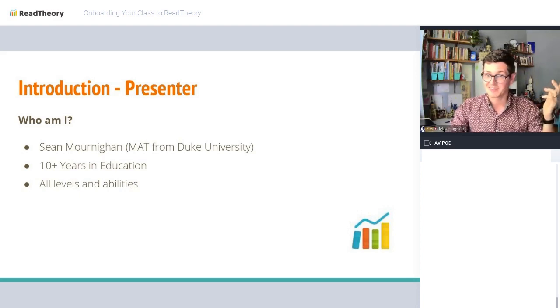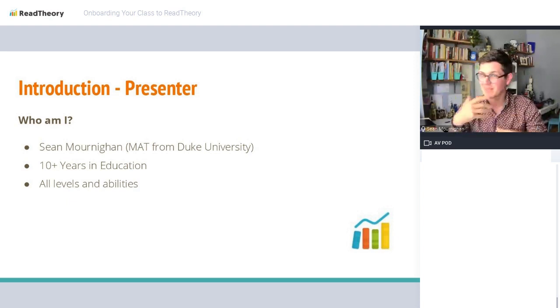Who am I, presenting today? My name is Sean Mornigan. I have been in education for a while now. I got my start working at a small school in Florida for students with special needs. I've worked as a behavioral therapist for children with autism, adults with autism. I've worked as an elementary school teacher, a middle school teacher, a high school teacher. I have worked at a home for adults with special needs, providing them educational resources there.